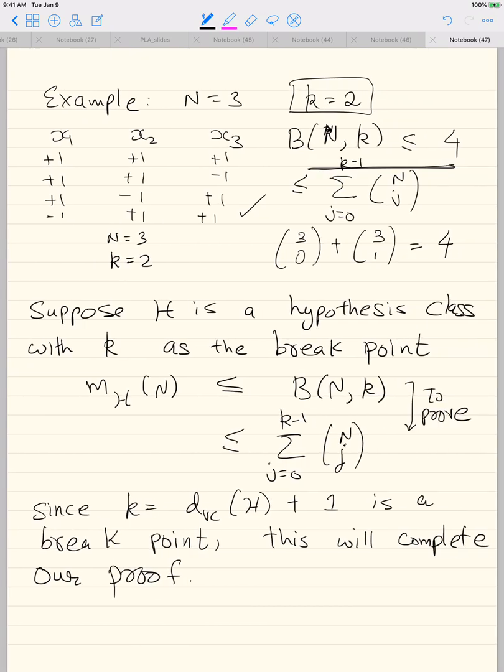So all we have to prove now is this property, that this function B(n, k) is less than or equal to the summation over j equals 0 to k minus 1 of n choose j. If we prove this, then it will complete the proof. So the next part of our lecture will be to prove this. It's a little bit of a counting argument, and it's combinatorial in nature, which is expected from all the definitions. We'll go and do that.